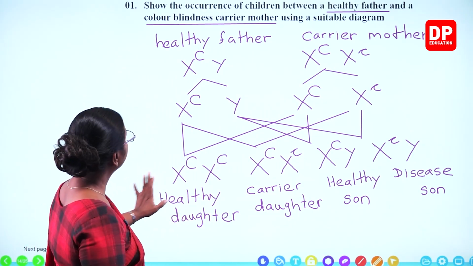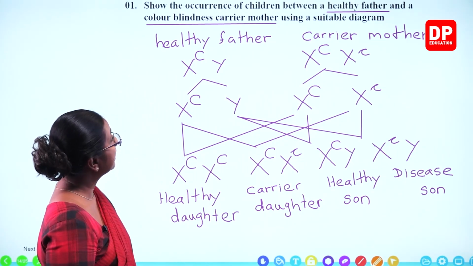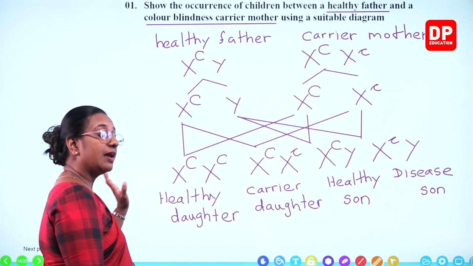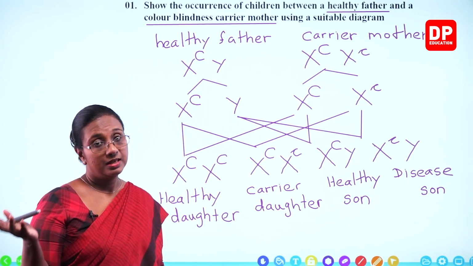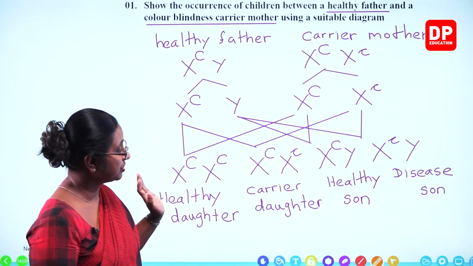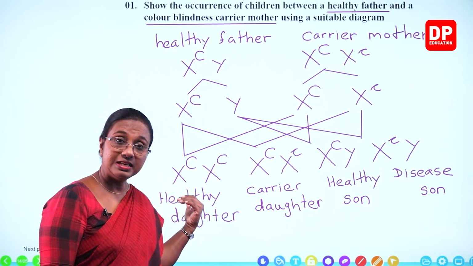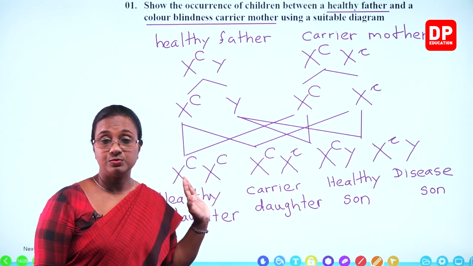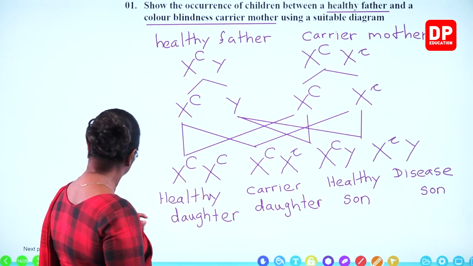So that is how you get the children. Show the occurrence of children between a healthy father and a color blindness carrier mother using a suitable diagram. I have already done it in the first question. You can show the chromosomes using lines and draw the same diagram, or else use these letters as a superscript. Both are fine. You can use any one of the methods. Since I did it before, I am not going to repeat it here. So you are familiar with that method as well. With that, students, I am going to move on to the next question.